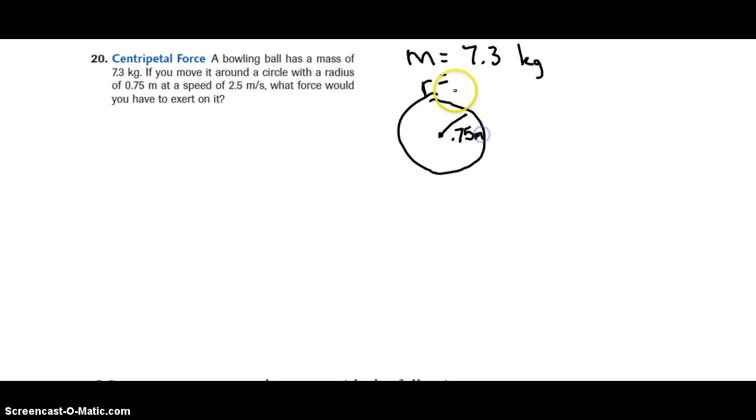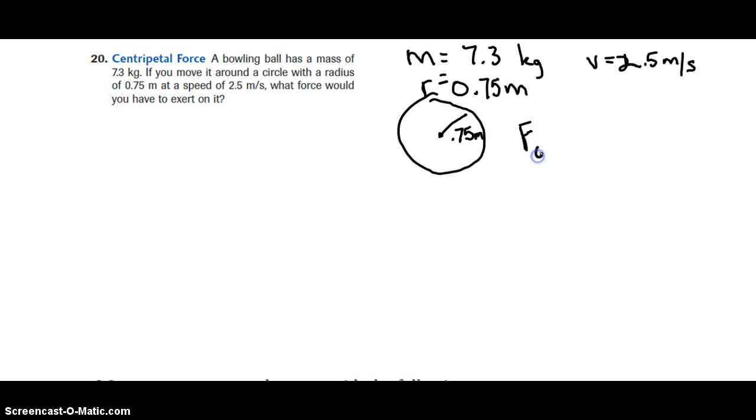In number 20, we have a very similar situation. I have a bowling ball with a mass of 7.3 kilograms. I'm moving it around a circle with a radius of 0.75 meters, and the speed I'm giving it is 2.5 meters per second. I want to know what kind of centripetal force I have to put on that bowling ball to keep it moving in a circle.